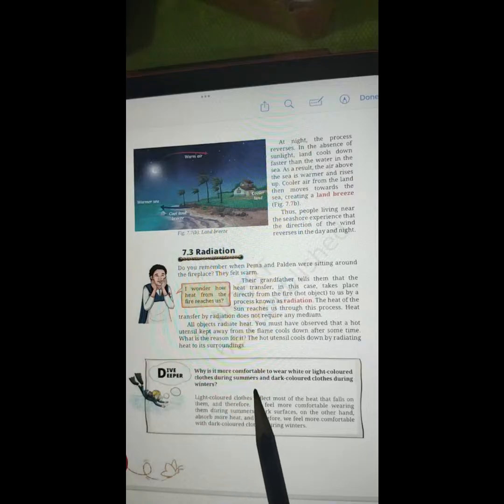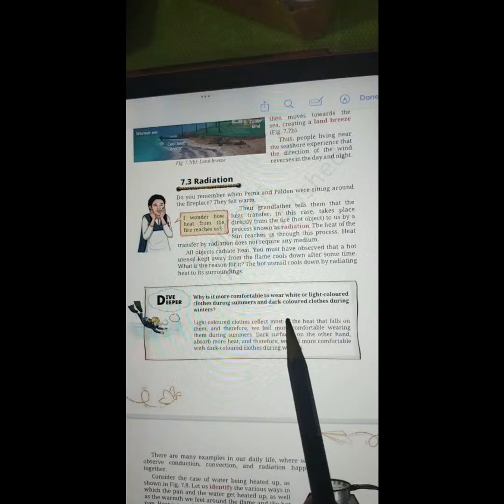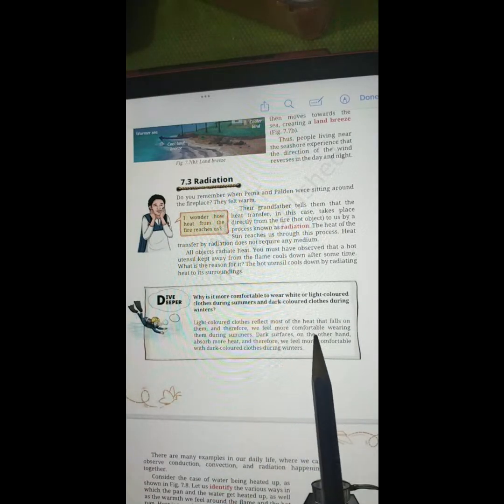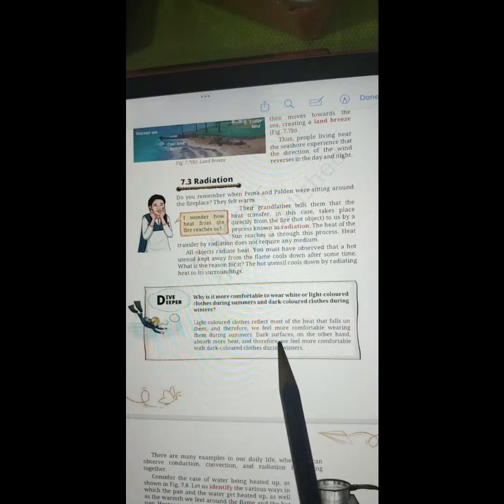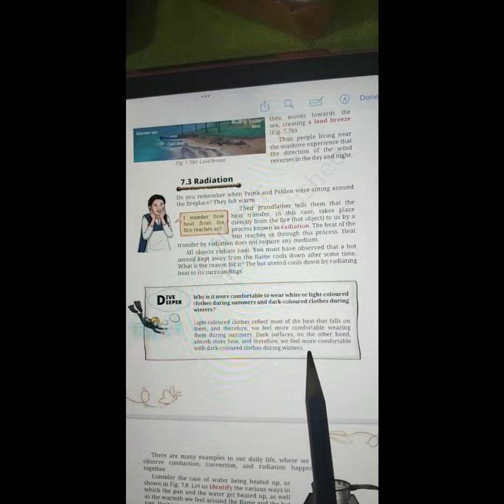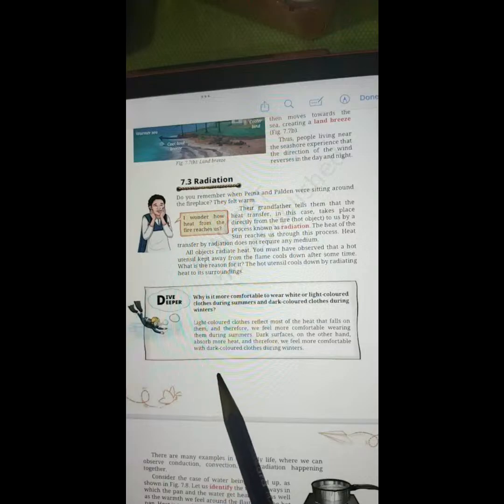Why is it more comfortable to wear white or light colored clothes during summers and dark colored clothes during winters? Light colored clothes reflect most of the heat that falls on them, and therefore we feel more comfortable wearing them during summers. Dark surfaces, on the other hand, absorb more heat, and therefore we feel more comfortable with dark colored clothes during winters.